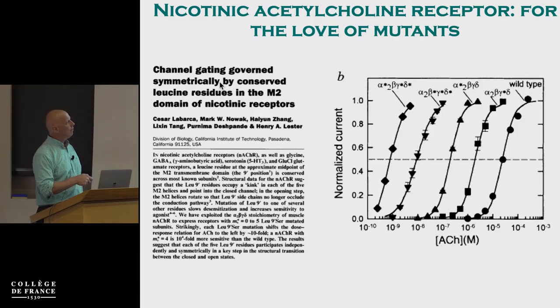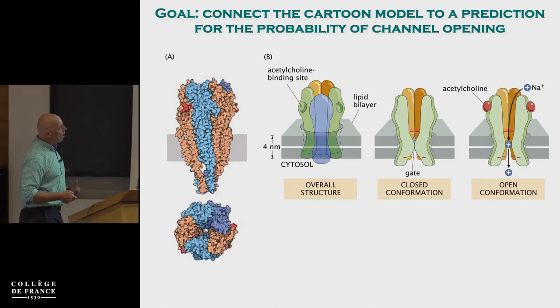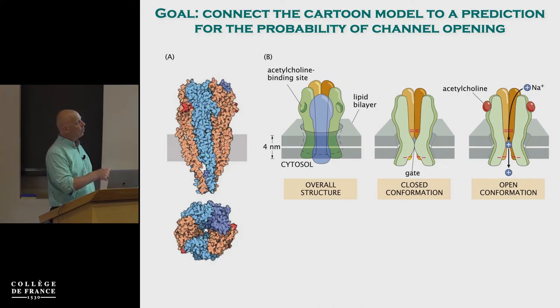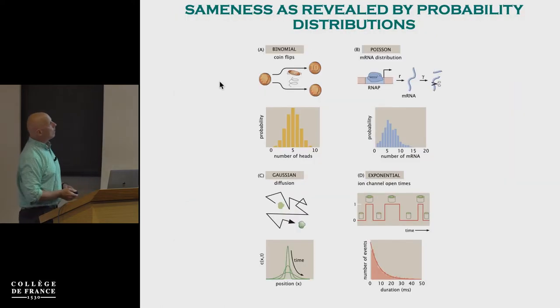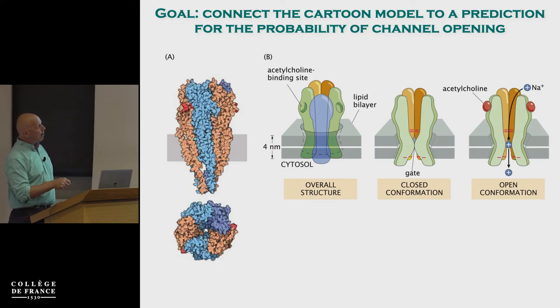What's being plotted basically is the probability that the channels open as a function of how much drive you put on the system. So I want to get out of the language of cartoons and words. Here's the structure of this channel, and this is a cartoon of it in the closed conformation. Here's a cartoon of it in the open conformation. And what I want you to notice is these two binding sites where the acetylcholine has bound to this thing. Okay, so another kind of sameness. What I want to do is figure out how I can calculate the relative probability of this versus that. How do I calculate the probability of the thing being open?